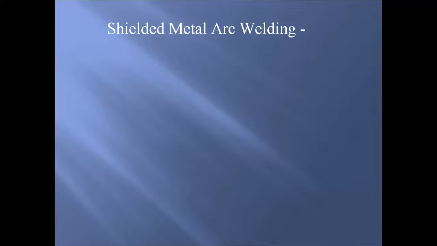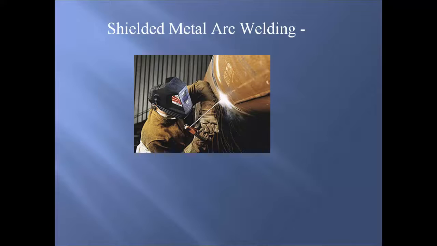Shielded metal arc welding. This process uses an arc between a covered electrode and weld pool to accomplish the fusion of base metal. The welder must steadily feed the covered electrode into the weld pool that creates the weld bead. The covering on the electrode, when melted, evolves into gases that shield the weld pool.